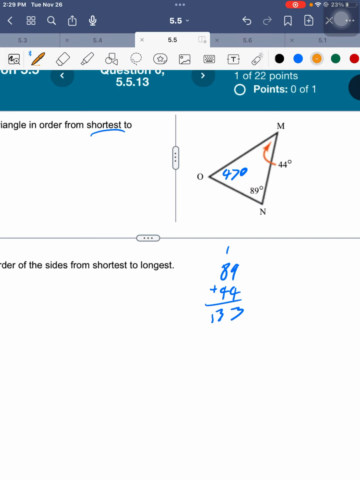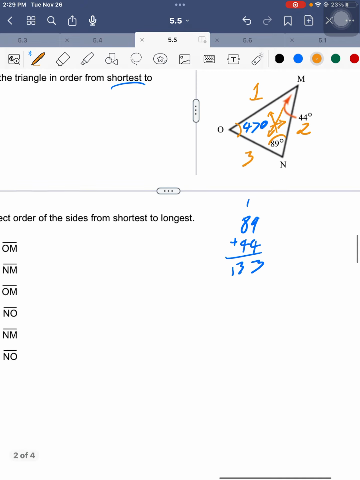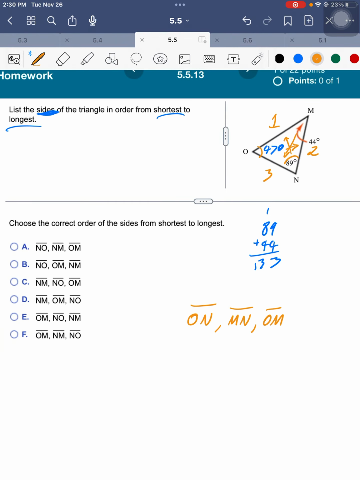So if this is 47, what is the largest angle? N. So what's the longest side? This one. What's the second largest angle? The O. So what's the second longest side? This side. What's the third longest side? This one. So from smallest, the shortest side length is what? ON. Then it's MN. And then the longest is OM. So NO, MN, OM, right here, A.